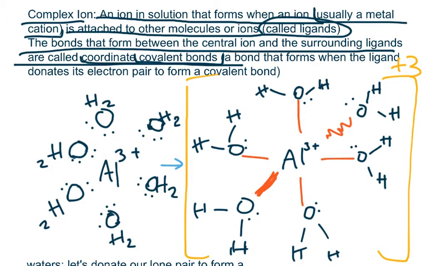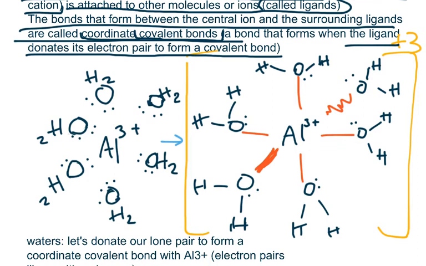Now these types of bonds form when the ligand donates its electron pair to form a covalent bond. So normally what happens is that atoms each donate 1 electron to form a bond, but this time for a coordinate covalent bond, the ligand decides to donate all of the electrons to form that bond. Now why might this happen?